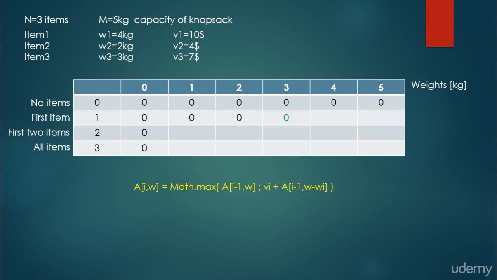And we come to 4. We see that the first item's weight is 4 kilograms, so if the capacity of the knapsack is 4 kilograms, then we can take the first item, and for the first item we get $10, and that's why we put 10 in this location.